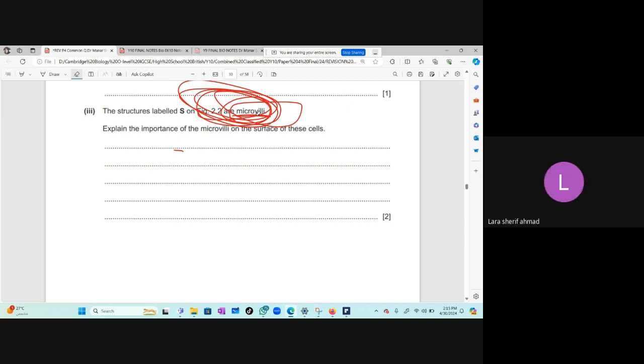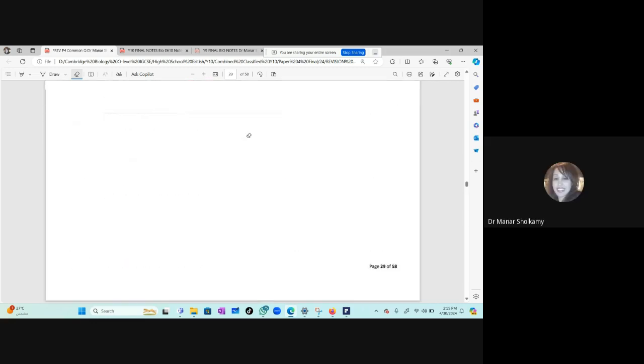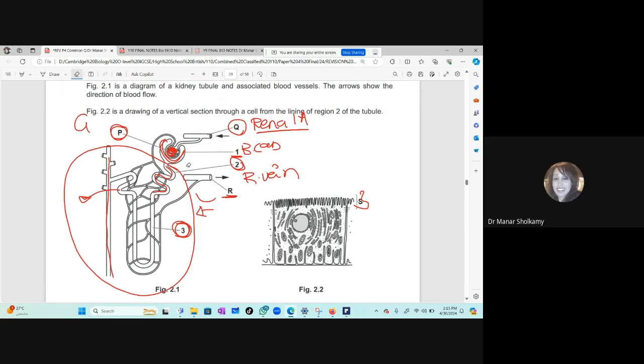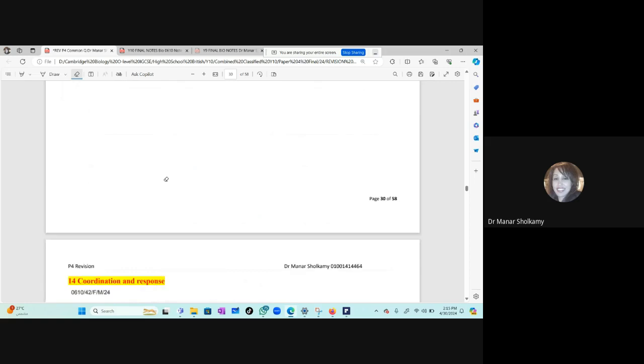The glucose and water and salts. Very good. Glucose, amino acids, water, vitamins, salts, minerals. Is any urea reabsorbed? No, or very little. Urea is not reabsorbed. It is filtered, yes, but it is not reabsorbed. It goes out with the urine.